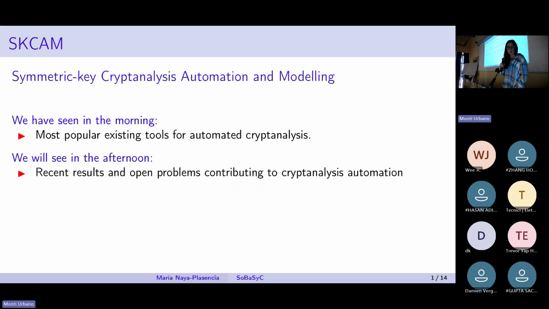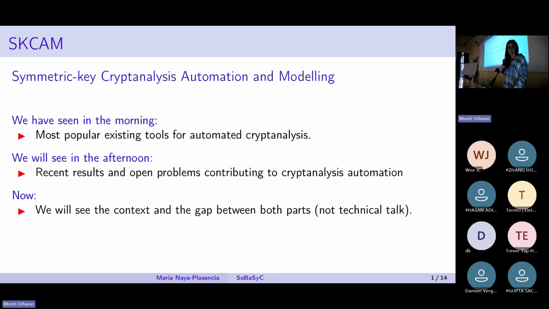This morning we have seen some of the most popular existing tools for automated symmetric cryptanalysis. And this afternoon, and also Jose's talk, which I think was a little bit more related to this, we will see some recent results and open problems that are contributing to the cryptanalysis automation that we all want to reach. So I will try to give the gap between these two parts and the context of where all of this is placed in my point of view.